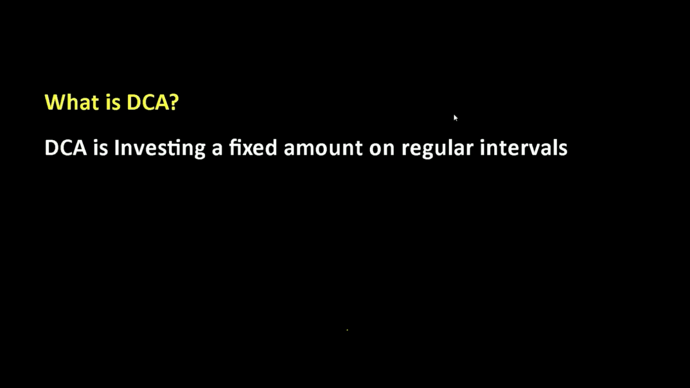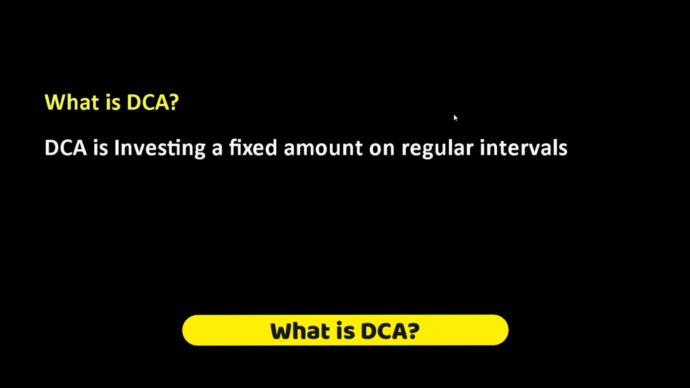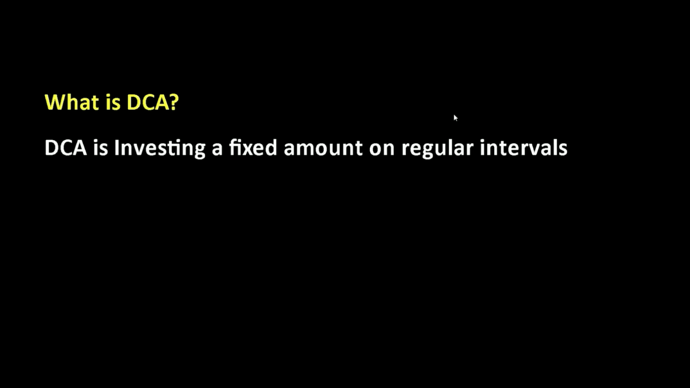So what is DCA? DCA is basically investing a fixed amount at regular intervals. What does this mean? First you determine the fixed amount, maybe $100, then you determine the regular intervals, maybe end of the month. So basically you will put $100 at the end of the month into the market regardless of what the price is, and this is pure DCA.